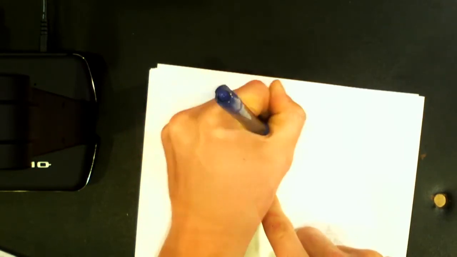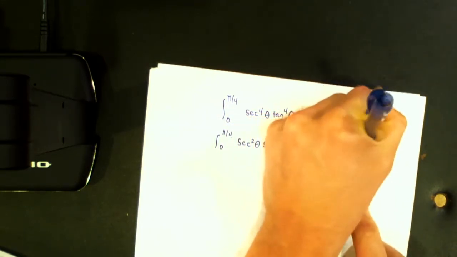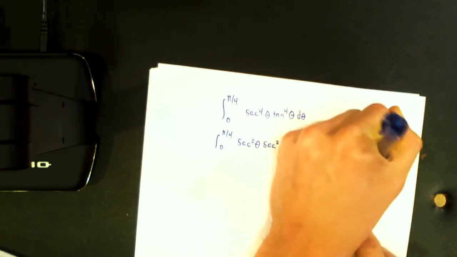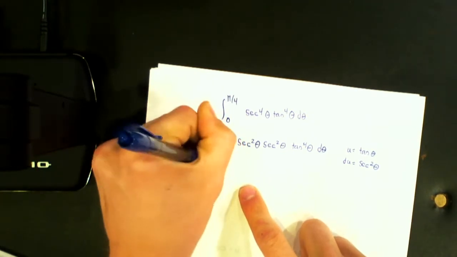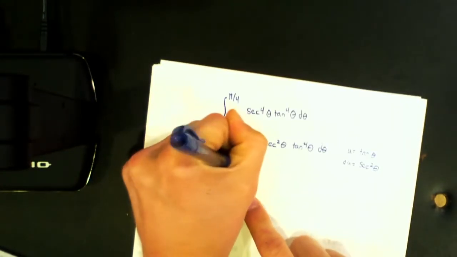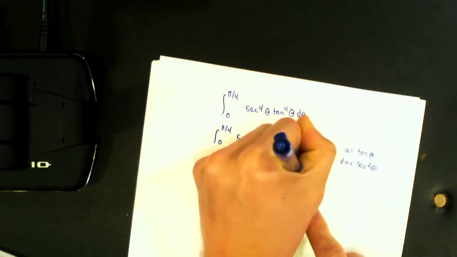strip off 2 of those secants, and we'll have tangent to the 4th theta d theta. Because if we make u tan theta, then du would be secant squared theta d theta. And we already have 2 of those, so we can transform the others to tangent squared theta plus 1. Have that du, and then just have tangent to the 4th on the outside, du.